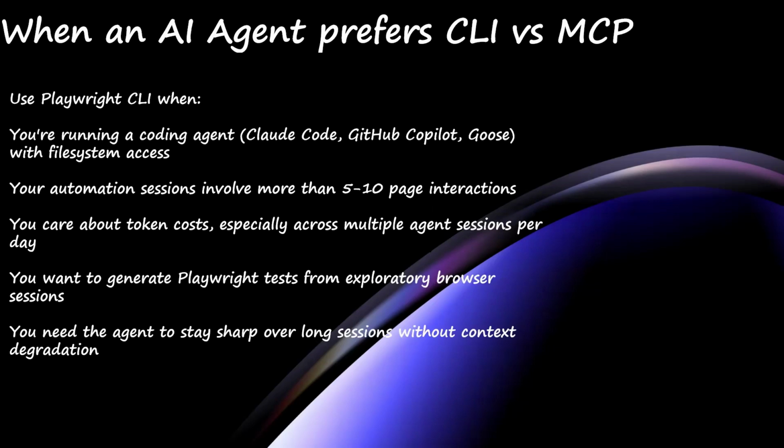When we are running a coding agent within the file system, when the automation session involves more than 5 to 10 page interactions, and when we definitely care about token costs per session. Also when we are generating test scripts from an exploratory browser session, and we need the agent to stay sharp over long sessions without context degradation. So this is where we should be relying on the CLI over MCP.